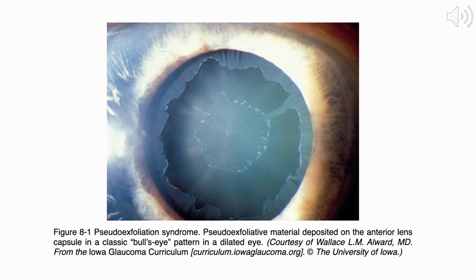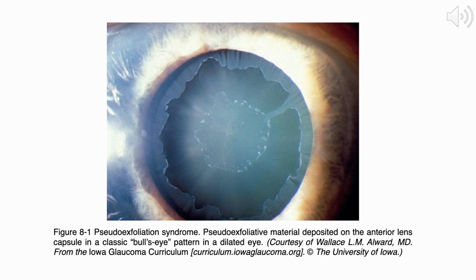Here we see the classic appearance of pseudoexfoliation material on the anterior lens capsule, displayed in a fully dilated eye. The fibrillar deposits form a distinct bullseye pattern with a central zone, a clear intermediate ring, and a peripheral band of material. This configuration occurs because the iris rubs against the anterior lens surface during normal movement, mechanically clearing the intermediate zone while leaving deposits in the central and peripheral areas.